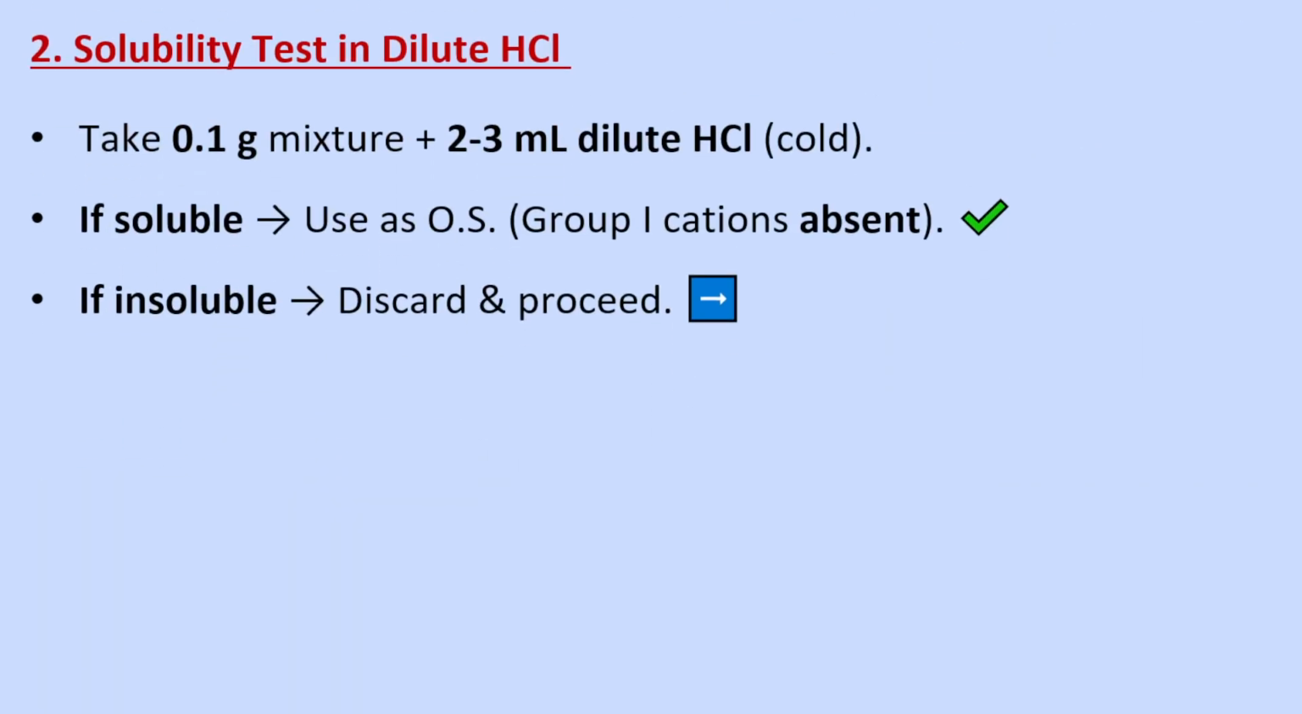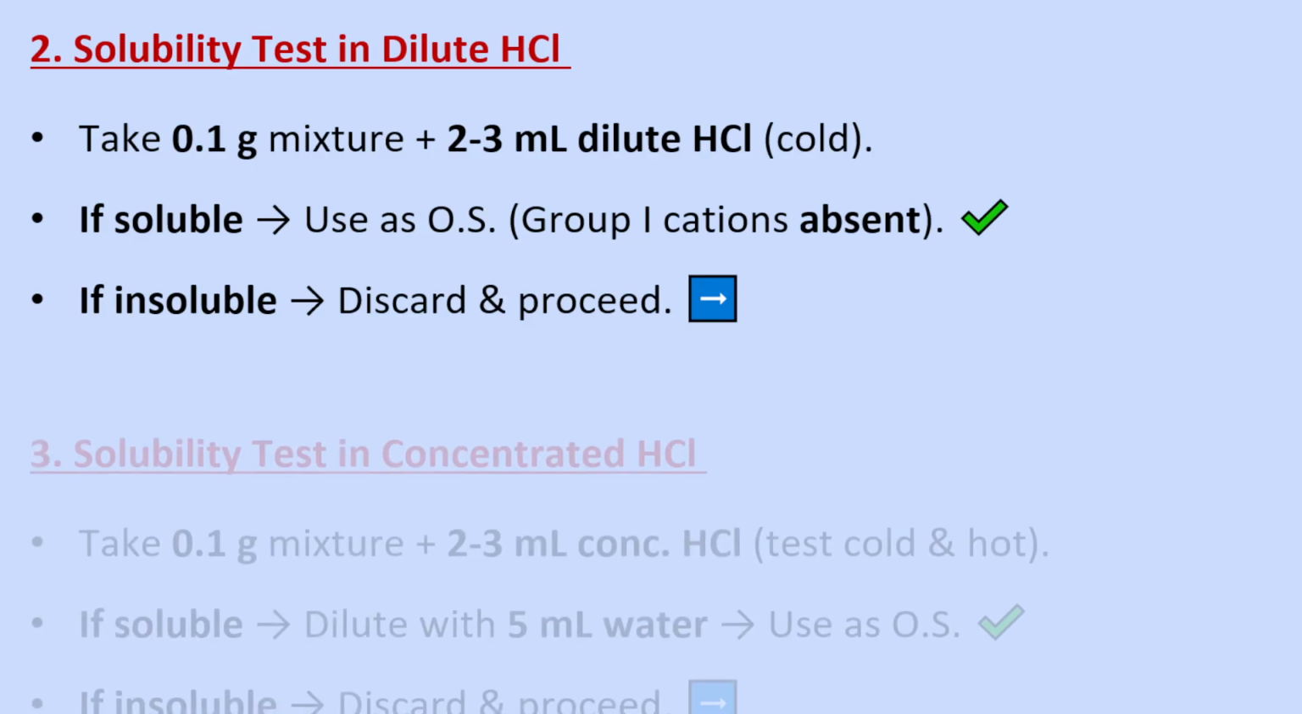Solubility test in dilute HCl. Take another 0.1 gram of the mixture, add 2-3 ml of dilute HCl and check the solubility in cold. If it is dissolved completely, use this as the original solution, and this means group 1 cations are absent. If it still doesn't dissolve, discard and go to the next step.